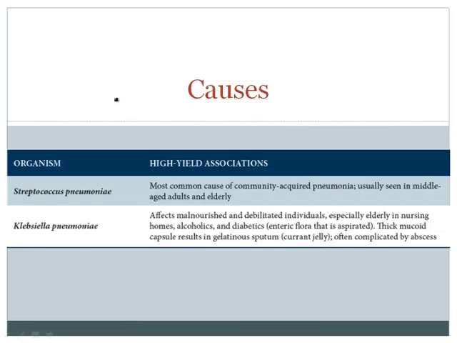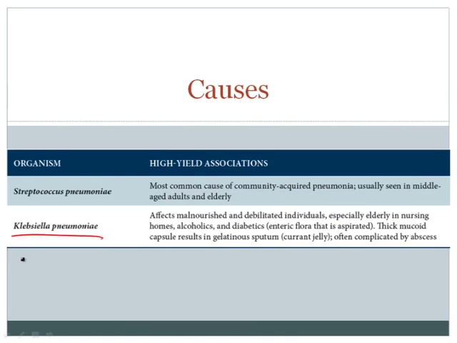Now, again, I've told you that the two key causes, 95% is Streptococcus pneumoniae. And as is stated in your text, this is the most common cause of community-acquired pneumonia, classically seen in middle-aged adults and the elderly. So Strep pneumonia, 95% of lobar pneumonia.